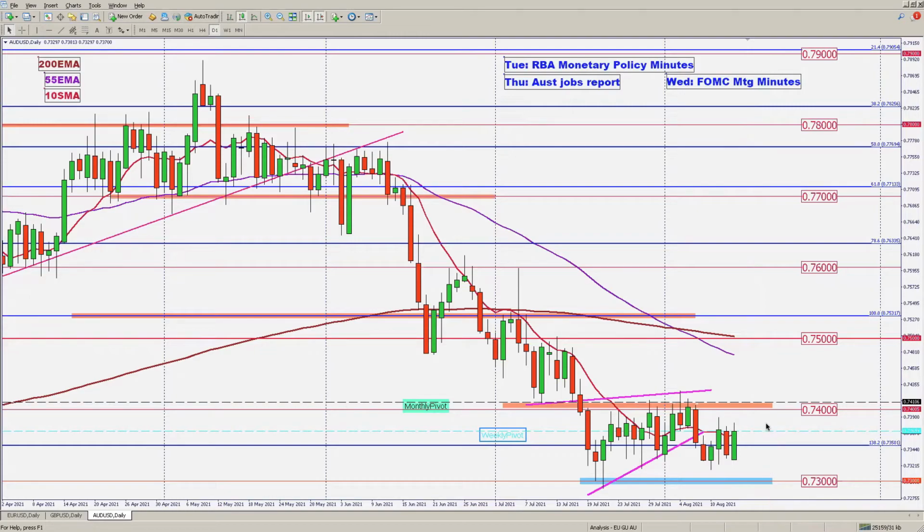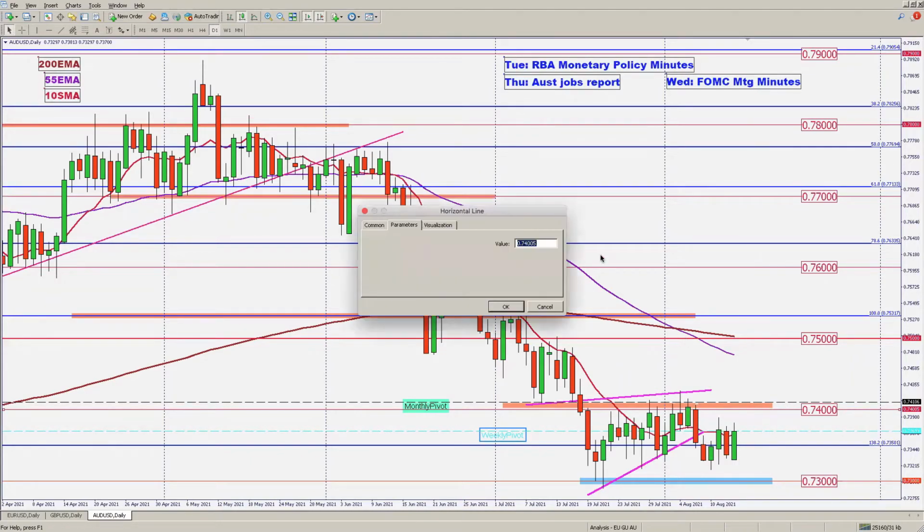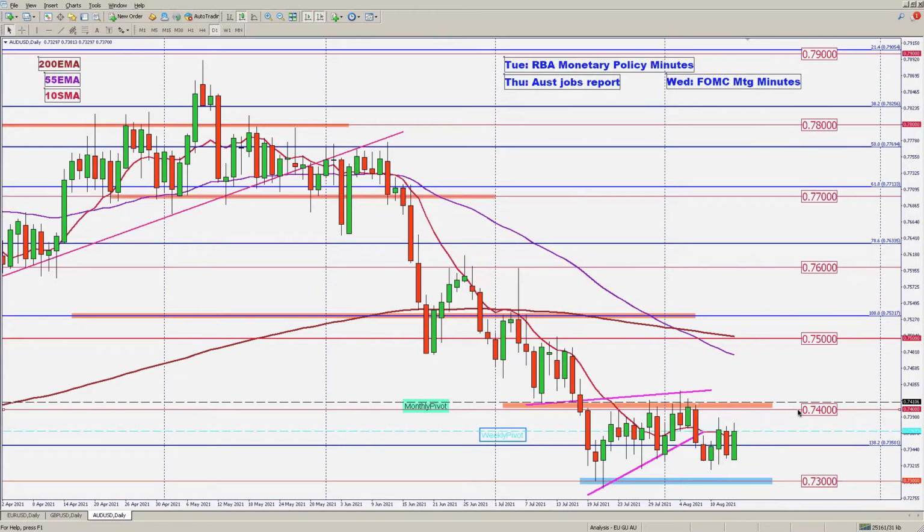So resistance zone is still at the 0.7400, along with the monthly pivot just slightly above that. And we can extend this to show that it did come back to retest the trend line, and we'll see it's still hovering around the 138 FIB extension, along with the weekly pivot, closed right at the weekly pivot for last week.